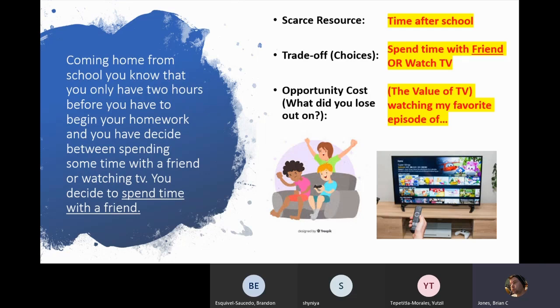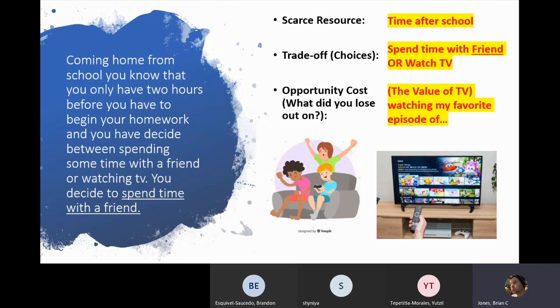So you don't get to actually choose what choice you make. The scenario is going to tell you what the choice was. That way you can focus on identifying the opportunity cost. So this is where it gets tricky. This is what really gets people confused, this opportunity cost.